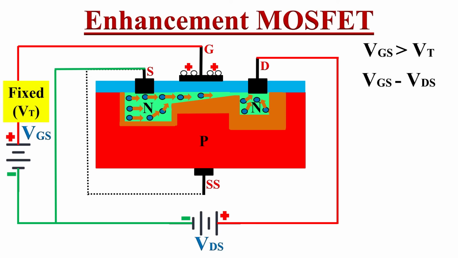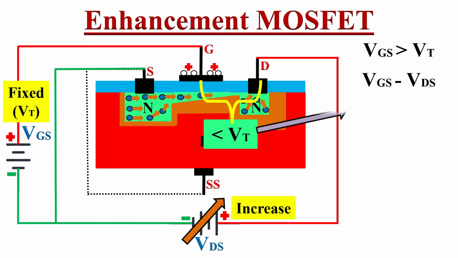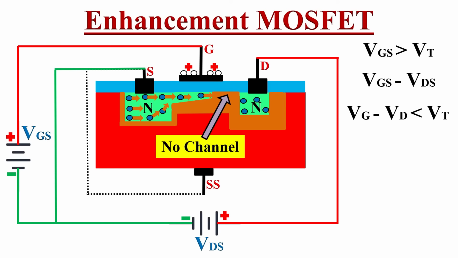the channel is just being created between the drain and source terminals. So for a fixed value of VGS, if you further increase the value of VDS, the voltage difference between the gate and drain terminals will be even lesser than the threshold voltage, and due to this the channel will not get formed towards the drain terminal. So the current through the channel should be 0.